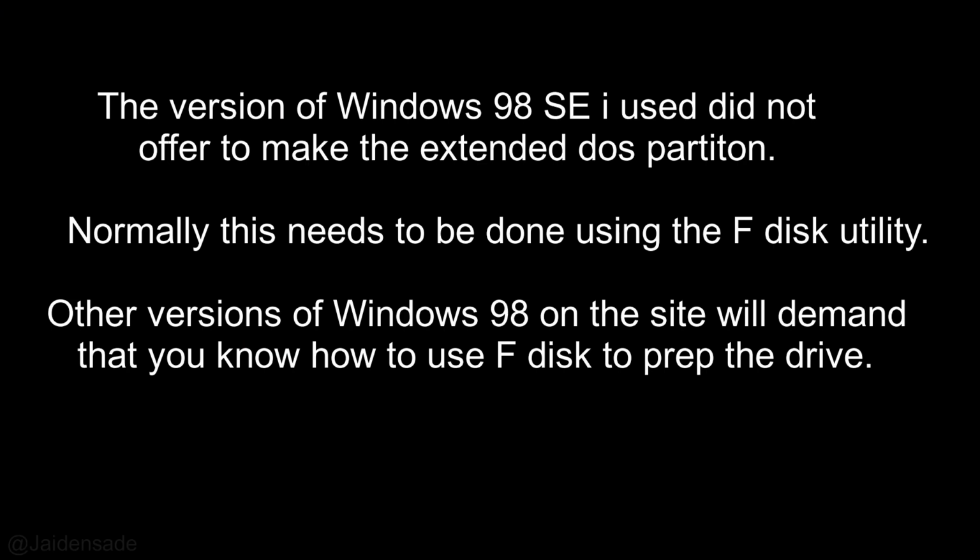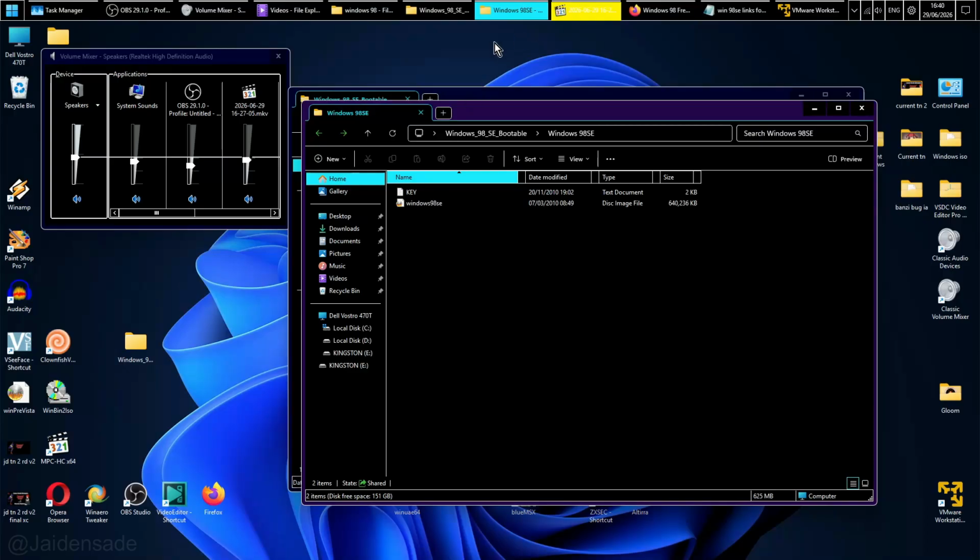The version of Windows 98 SE I used did not offer to make the extended DOS partition. Normally this needs to be done using the fdisk utility. Other versions of Windows 98 on the site will demand that you know how to use fdisk to prep the drive. Got our thing here, so we'll go back in.